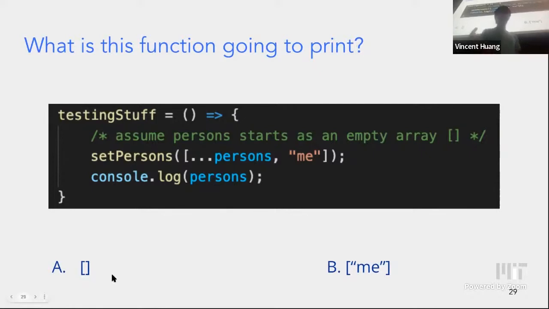The two choices are: it could log an empty array, which is the old value of persons, or it could log an array with one element called me, and that would be the new element, the updated value.